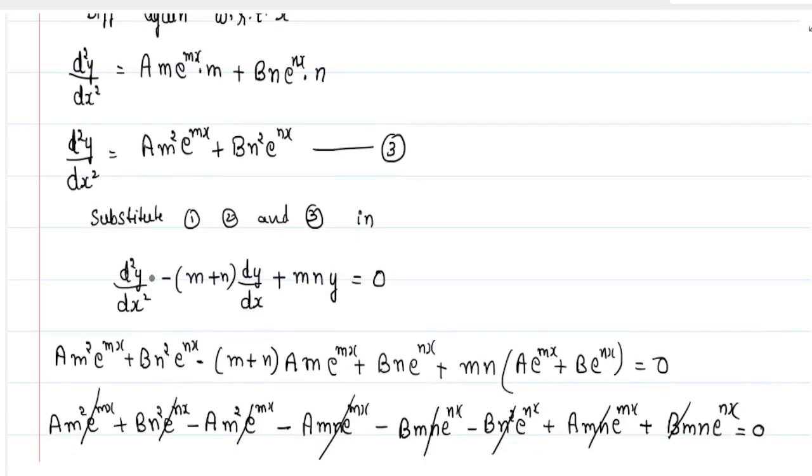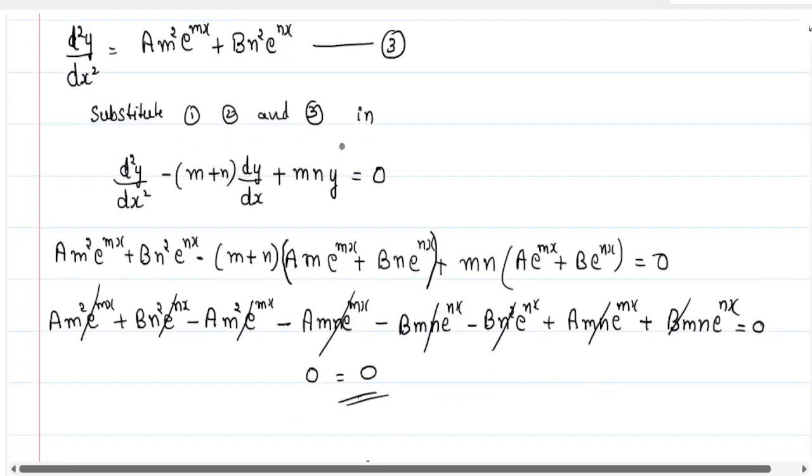Upon substituting, what is d square y by dx square? From equation number 3, a into m square into e raised to mx plus b into n square into e raised to nx, minus m plus n into, substitute dy by dx, that is equation number 2, a into m into e raised to mx plus b into n into e raised to nx, plus m into n into, substitute y, that is a into e raised to mx plus b into e raised to nx, equal to 0. Upon solving this, we'll get the answer as 0.